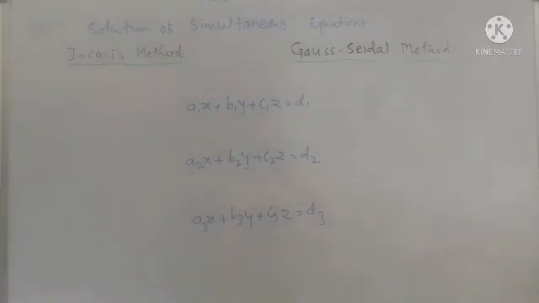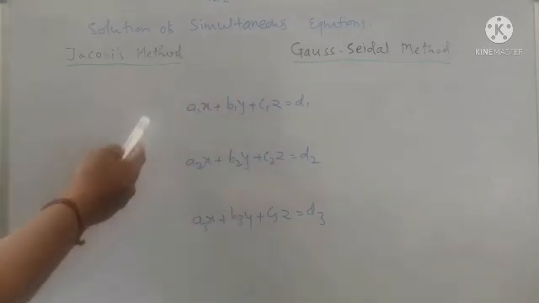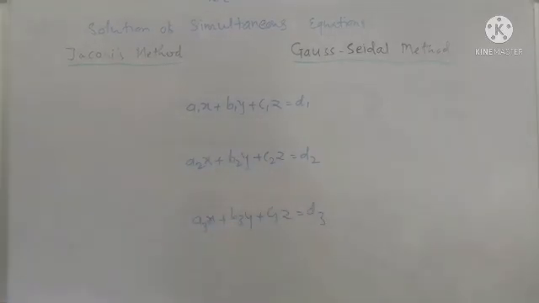Solution of simultaneous equations. Jacobi's method and Gauss-Seidel method are two iterative methods which we use to solve this simultaneous system of equations. In an iterative process, we carry out some process to find results, and using those results we can again do the same process to find new, improved results which are close to the accurate roots or accurate results of the given system.